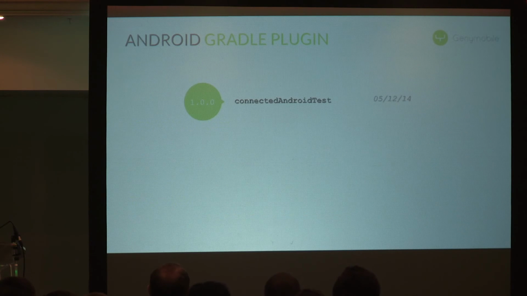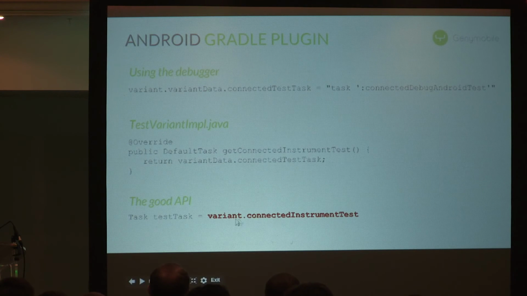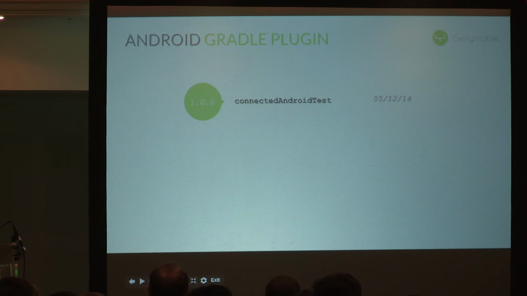So yeah, another example of why you should not use magic strings like connectedAndroidTest, which I will show you. I will go to the history. That's the name of the task pointed to by this value. So the one we use, connected instrument test. In version 1.0 of the plugin, it was called connectedAndroidTest.